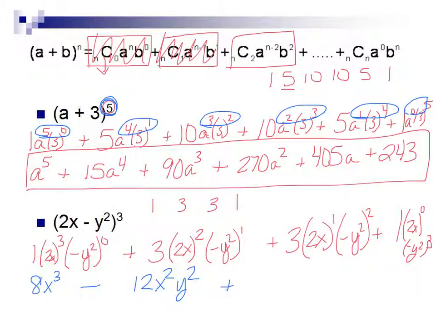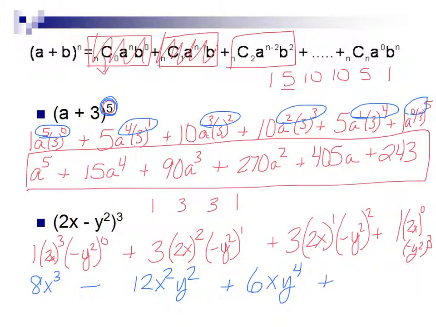Plus, I got my 3 times my 2, so that's going to be a 6. And then my x, and we always put our variables in alphabetical order, so our x's will come before our y's. Now on this one, it's a -y squared, but it's squared, and if it's squared, that negative will go away, and I'll end up with just a y. To a power you should be multiplying, so it'll be to the 4th.